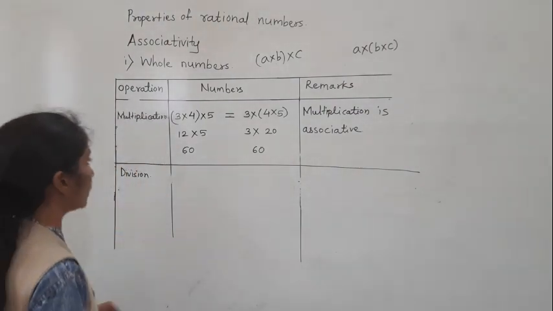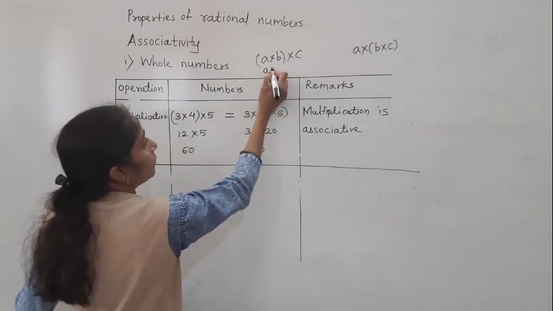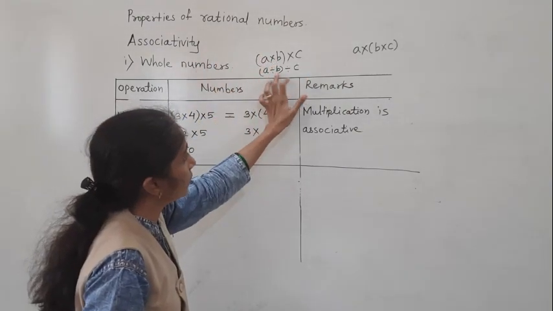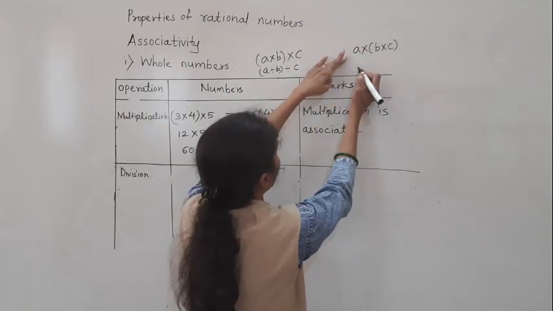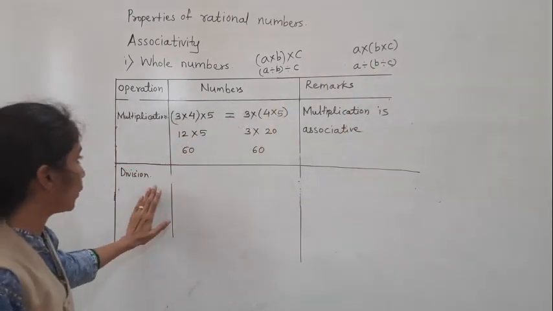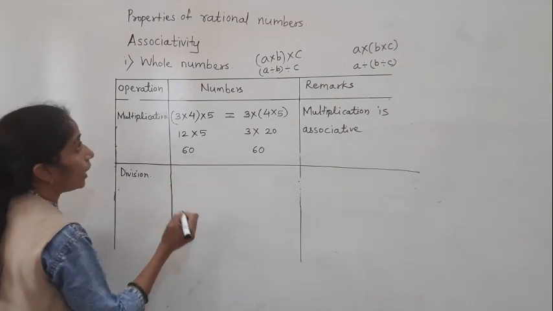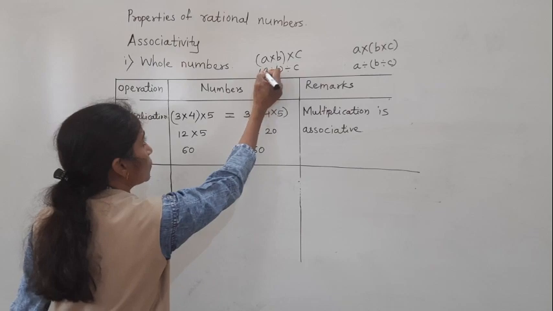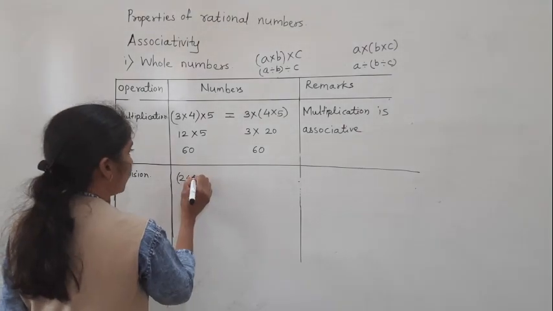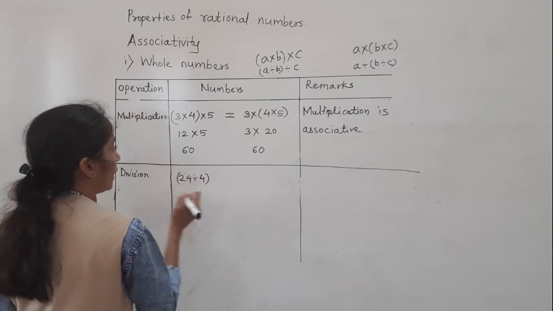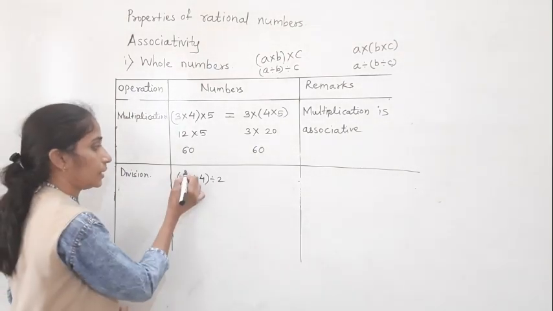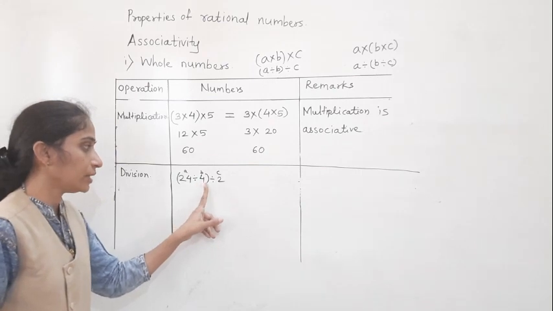Now here also we'll take one example, for division. What do we do for division? A divided by B divided by C. See, same rule. A divided by B, this is in the bracket, divided by C. And here, A divided by B divided by C. For division we are going to do this. Suppose I take A value as 24. So 24 divided by B, 4 I will take, and divided by C, C I will take 2.